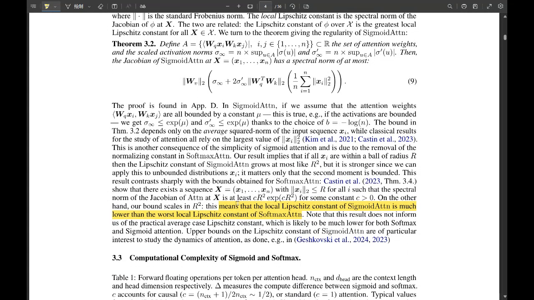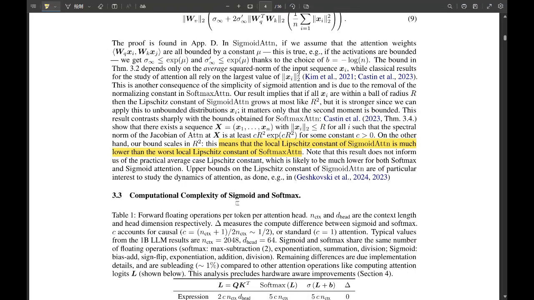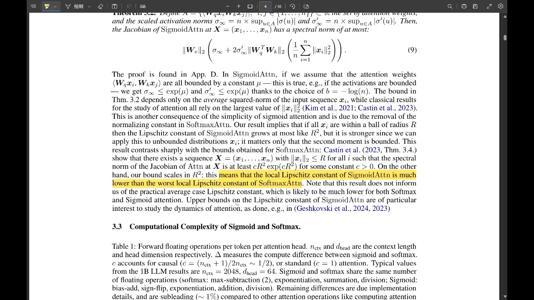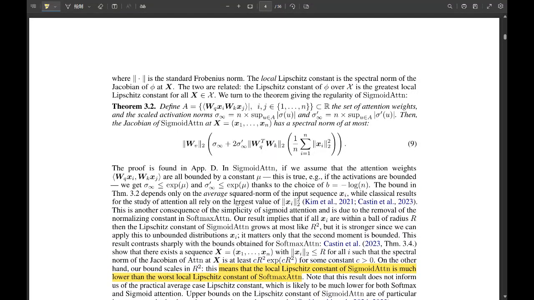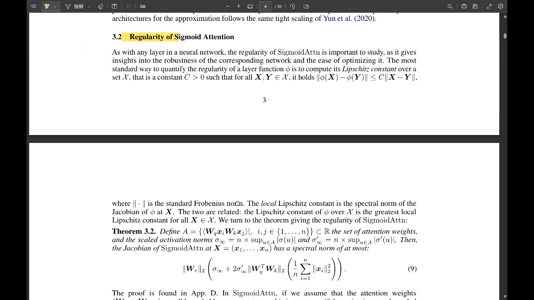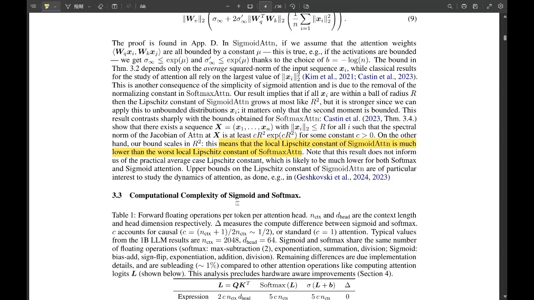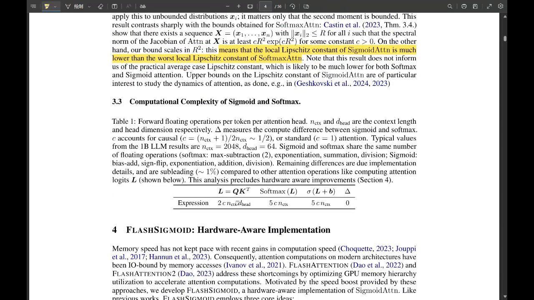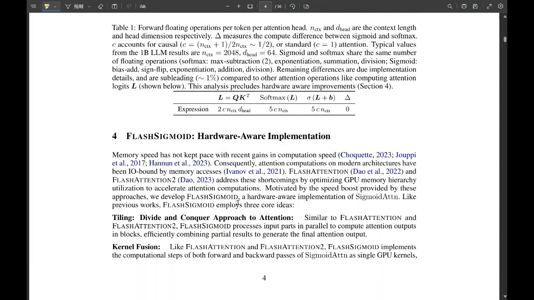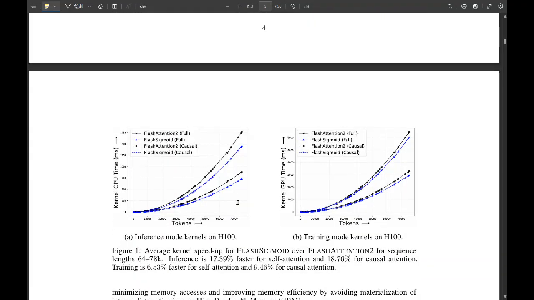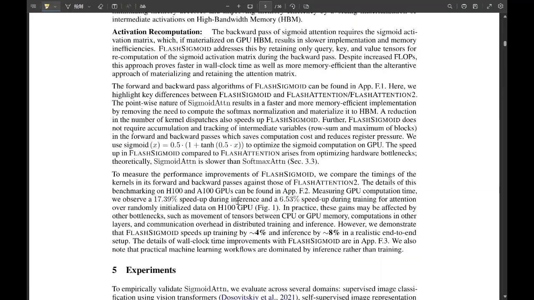Sequence length generalization. Now that sounds important. What is that exactly? It's all about testing the model's ability to handle sequences of data that are longer than what it was trained on. Right, because in the real world, you can't always guarantee that the input data will perfectly match the training data. Exactly. And what they found is that in some cases, sigmoid attention actually demonstrated better generalization capabilities than softmax attention.